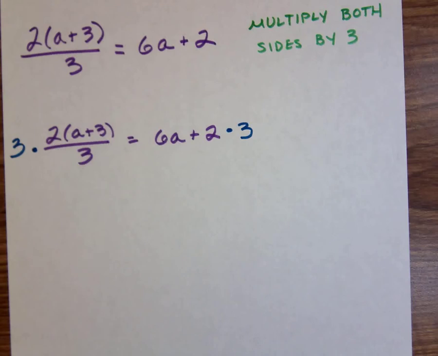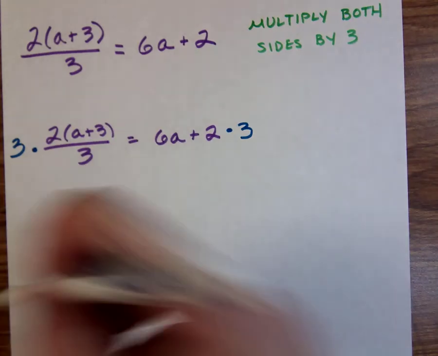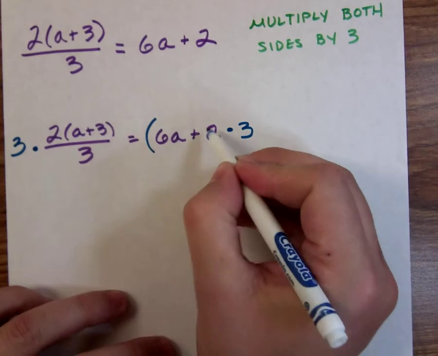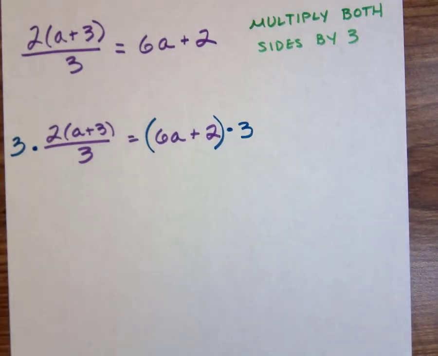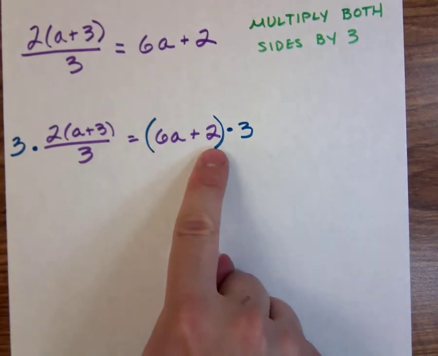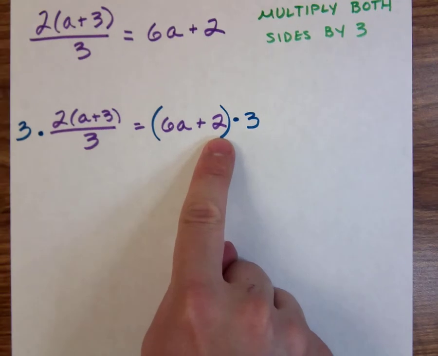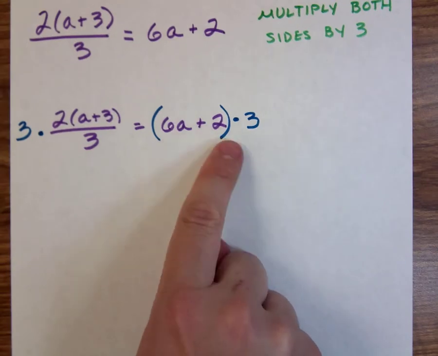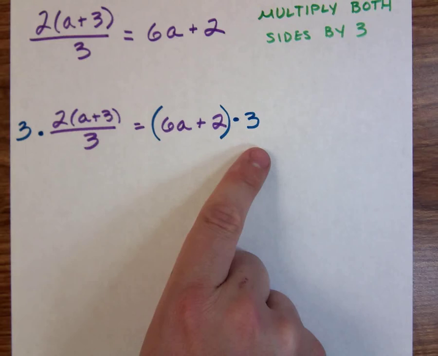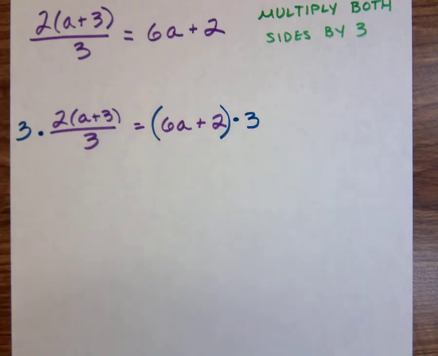Close, but no. Look at the right side. Am I multiplying the right side by 3? No, you're doing it by the right. Go ahead. Yeah, I would. Why do I have to have these parentheses? Because without them, I was only multiplying the 2 by 3. With them, I'm now multiplying both things by 3. Have to have those parentheses.